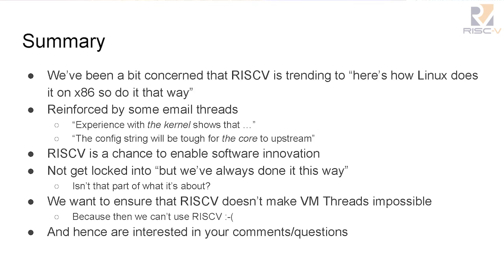So this is kind of a request that we think really carefully about what we keep and what we throw out based on how we do things today. This should be a really long-lived architecture. And the key thing here is I really want to ensure that we don't somehow make this VM thread model impossible, because then we can't use RISC-V where I work, and that would be a damn shame from my point of view. So that's it.